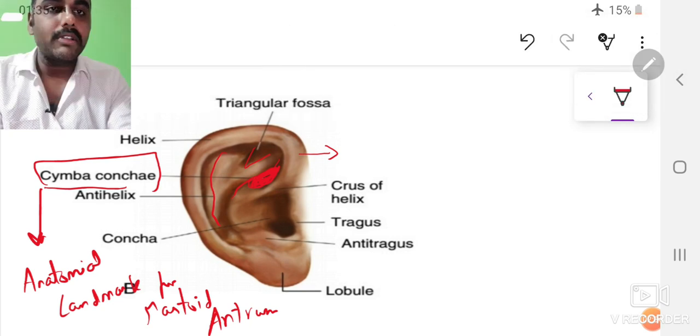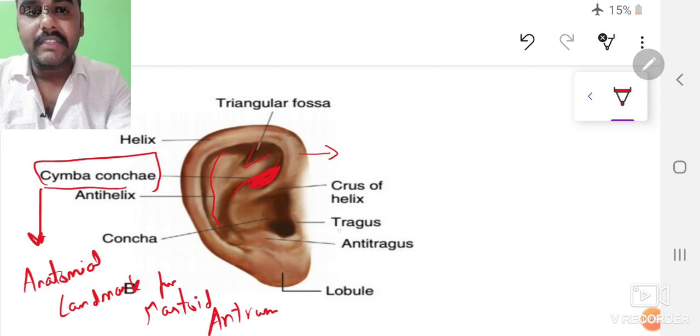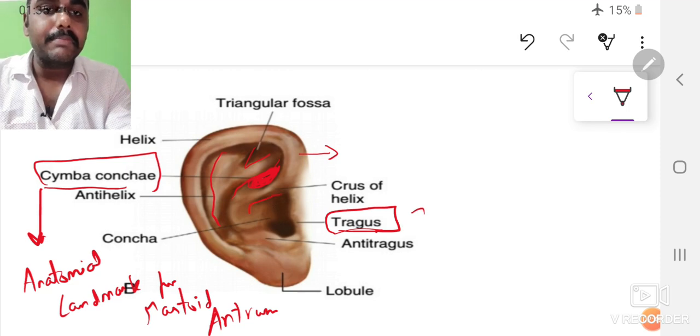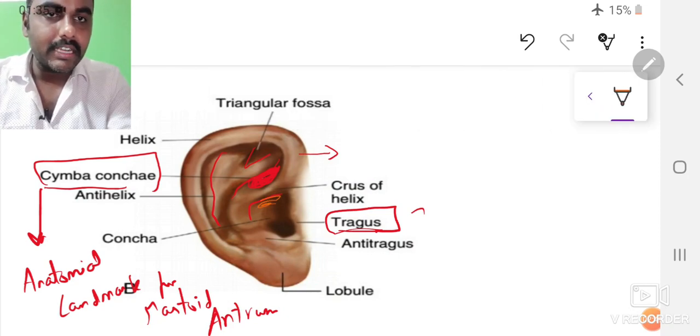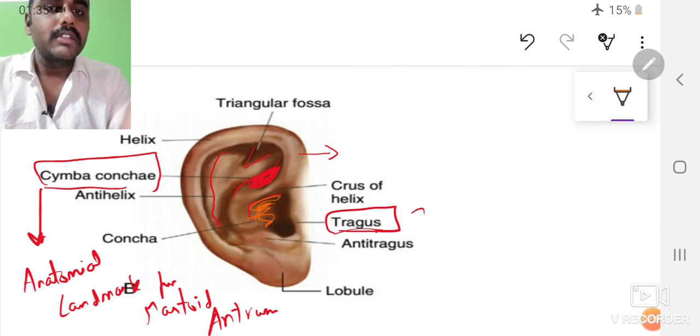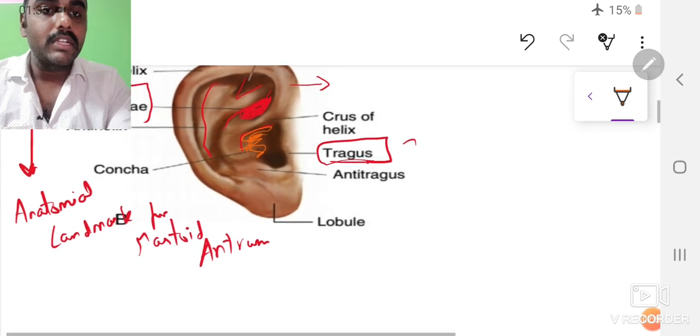Coming to the next one: what is in the front? The front part is called the tragus. This depression, the entry point, is called the concha. So we want to know about two things: the helix and the antihelix.